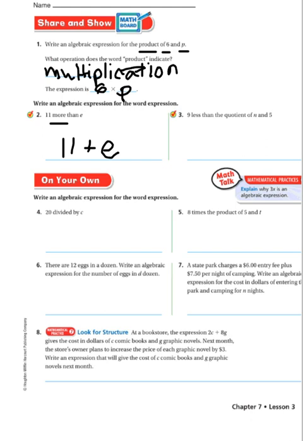Number 3, 9 less than the quotient of n and 5. This one's a little trickier. Your first clue here is the word quotient. So the quotient is an answer to a division problem. So you're going to look at n and 5 and put that into a division problem. N divided by 5, because you have to find the answer to a division problem. And then it's 9 less than that. So that would be minus 9. N divided by 5 minus 9.